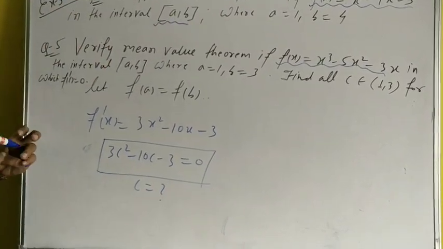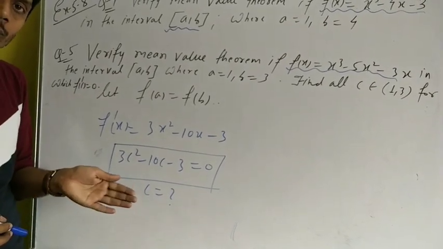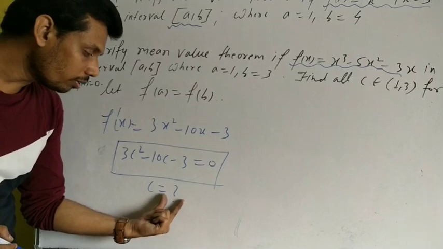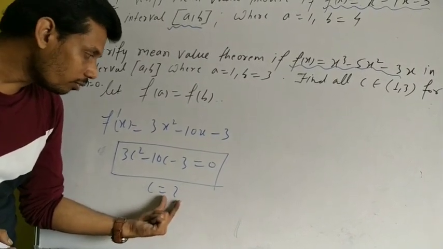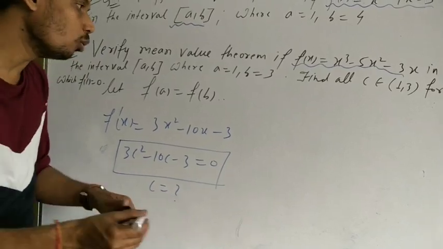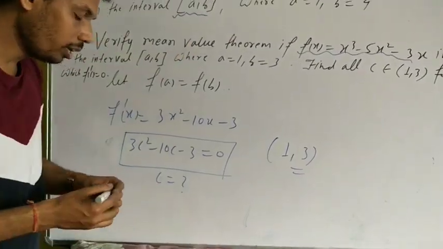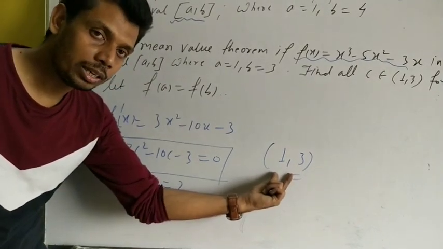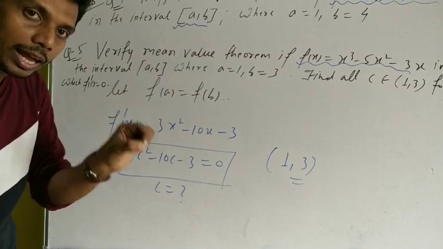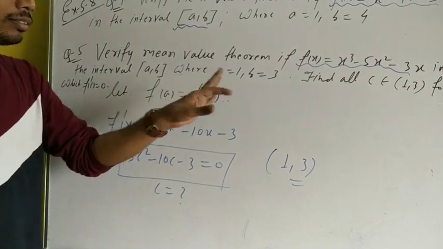Okay. So one thing you do, you simplify it, get the value of c, and you have to see whether that value of c lies in the open interval 1 comma 3 or not. If the value of c lies in the open interval 1 comma 3, then we say that that is the value of c corresponding to which f dash c is equal to 0.